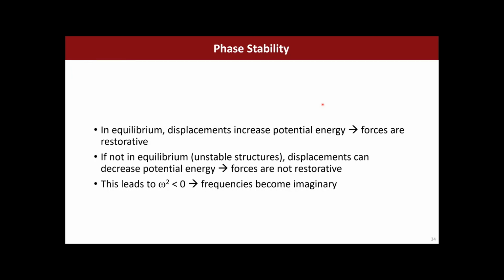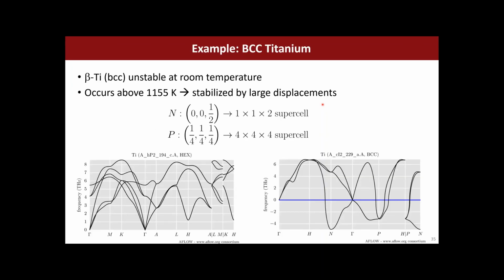But what if it's not in equilibrium? What if we have an unstable structure where displacements can actually lead to a more stable configuration? That is possible, that happens. And in this case, the displacement decreases the potential energy and forces are not restorative, which means that they don't oscillate back and forth. They just stay wherever they are if you get the right displacement. And mathematically speaking, this leads to this omega square, which we have in the eigenvalue equation, to be negative, and the frequencies become imaginary.